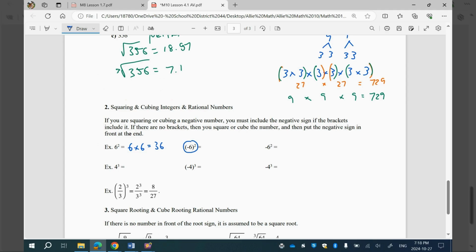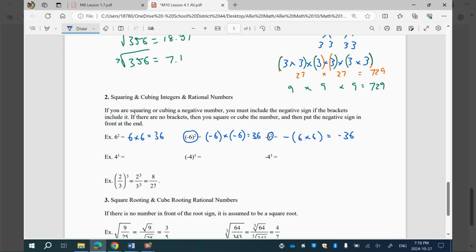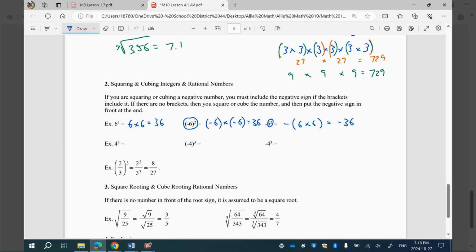Since the negative is inside the brackets, it gets included as well. So we have a negative 6 times a negative 6, which gives us a positive 36. And in this one, our base is actually positive 6. So we have the negative on the outside, and then we have 6 times 6. That means we have a negative and then a 36. The brackets are super important. I know you did this last year in Math 9, so make sure you're paying attention to the brackets.